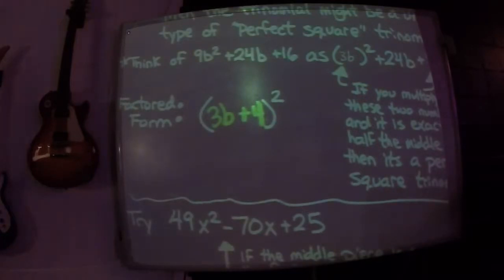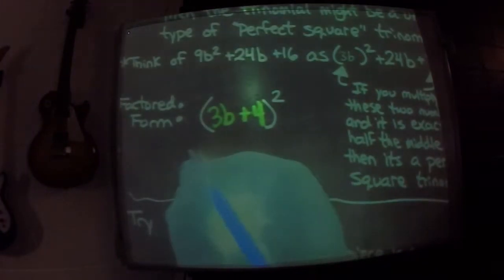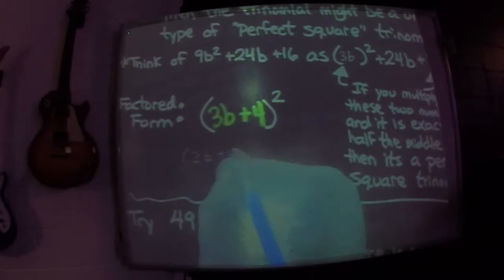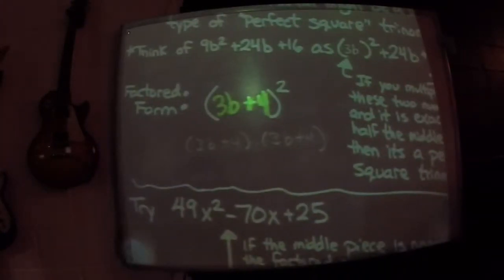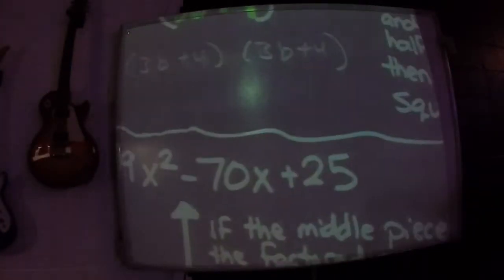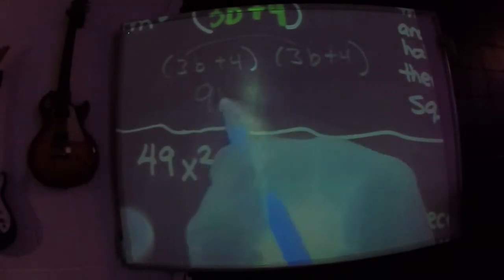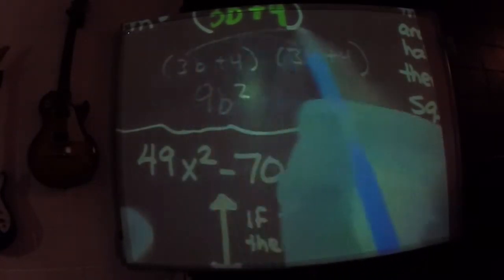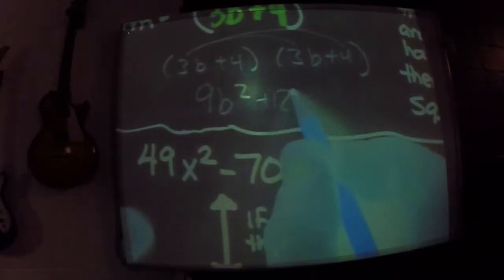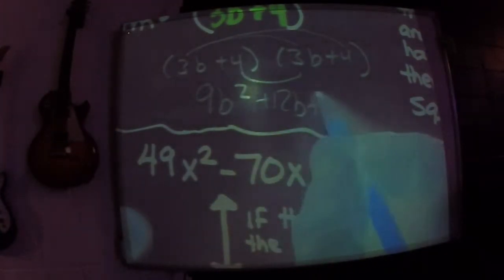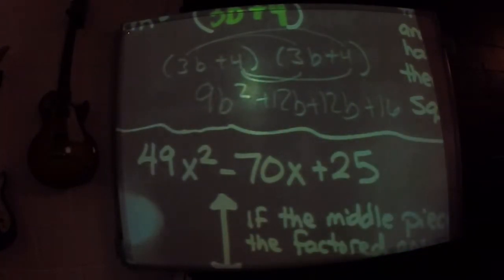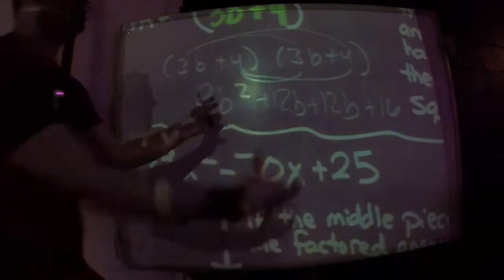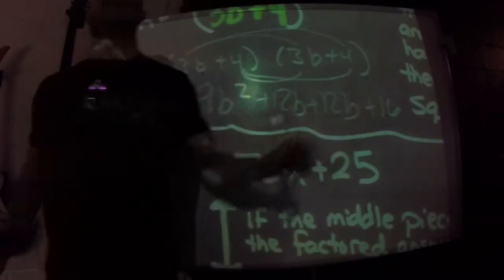Now, think about if it worked out to be 3b plus 4 squared. If we took 2 of these, 3b plus 4 and 3b plus 4, and multiplied it out, does it work? So what's 3b times 3b? 9b squared. Okay, so far so good. 3b and 4 makes 12b, and you have to do it again. And then last, 4 and 4 makes 16. So there's your 4 pieces, and you got 9b squared plus 24b plus 16.